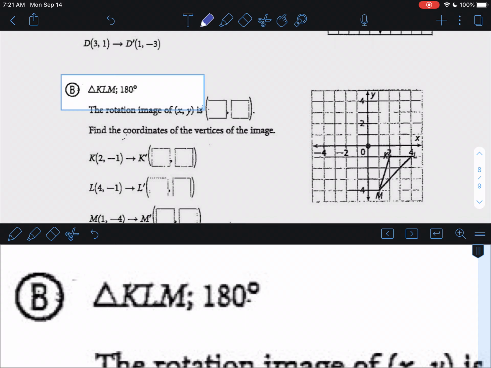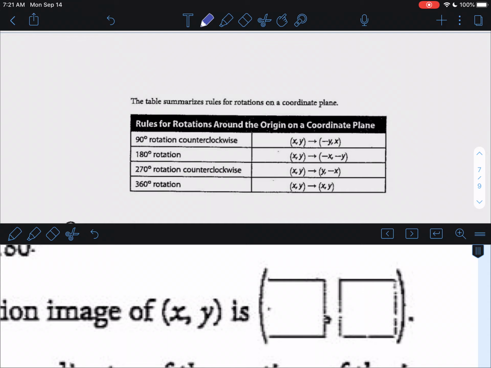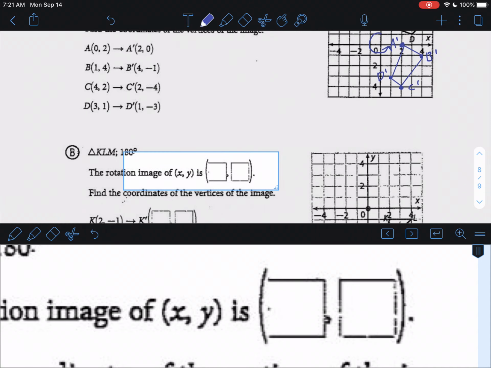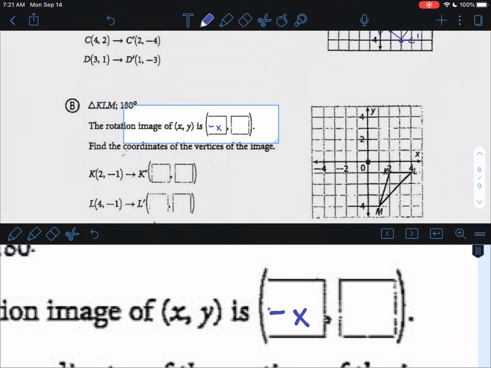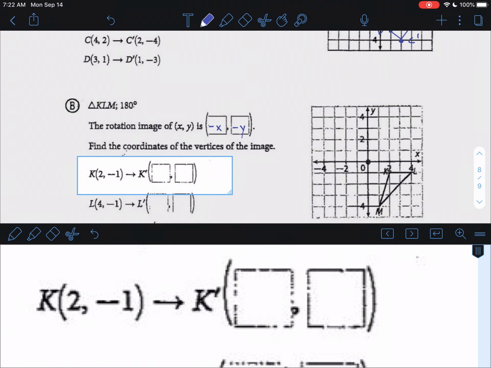So the rotation image of (x, y), when we move it 180 degrees, is going to be, according to the table I had up here, a 180 degree rotation goes from (x, y) to (negative x, negative y). And it says find the coordinates of the vertices of the image. So we're just going to make both the x and the y negative, and we don't need to flip them at all. We just make them negative.